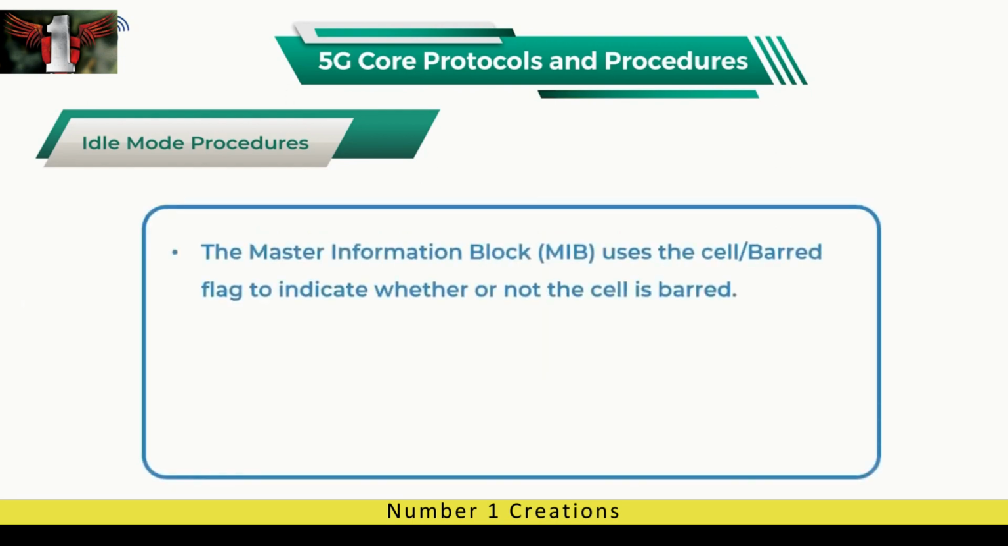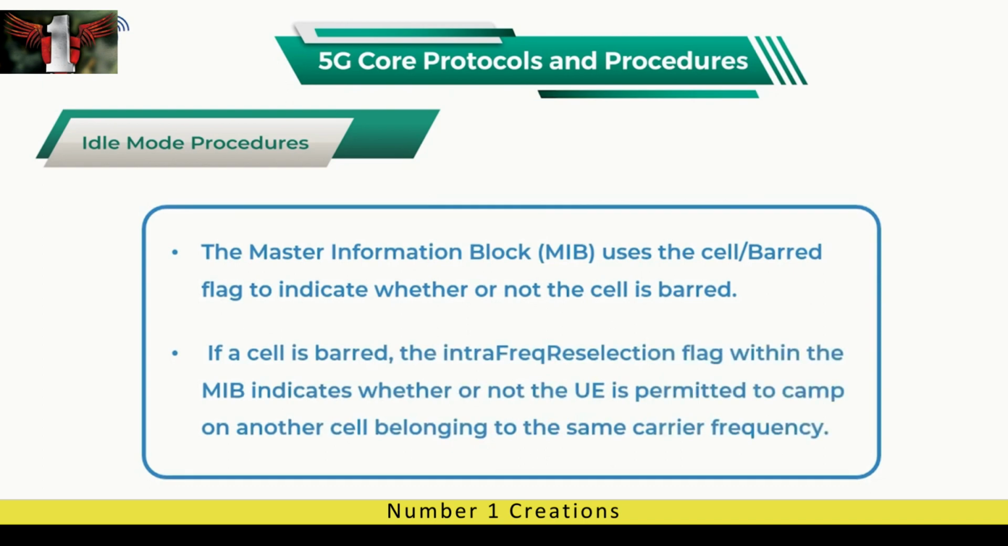The master information block (MIB) uses the cell barred flag to indicate whether or not the cell is barred. If the cell is barred, then the UE is not permitted to camp on that cell and the UE has to wait 300 seconds before rechecking the MIB to determine whether or not the cell remains barred. If a cell is barred, the intra-frequency reselection flag within the MIB indicates whether or not the UE is permitted to camp on another cell belonging to the same carrier frequency.